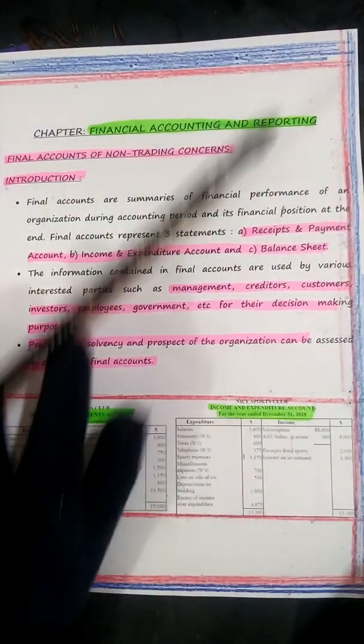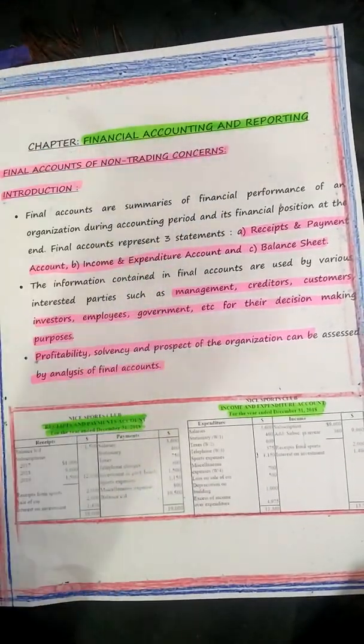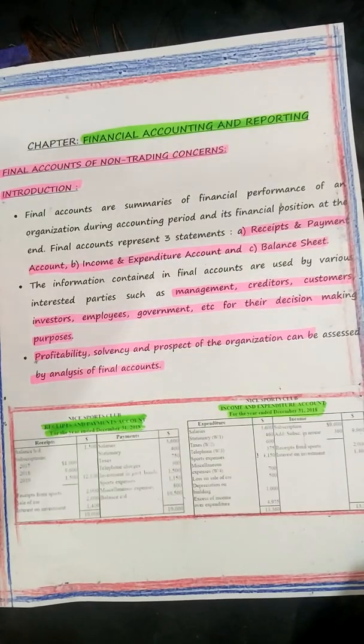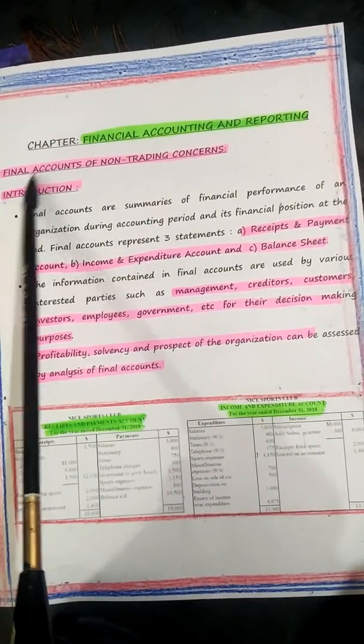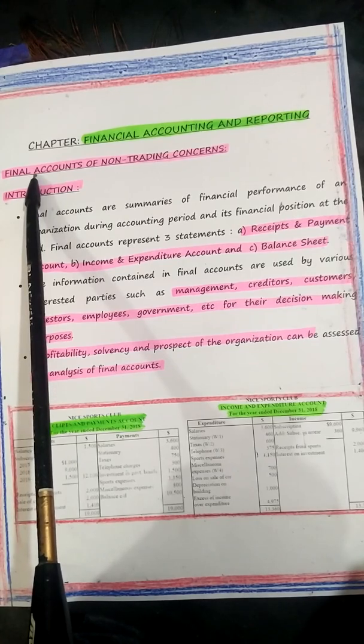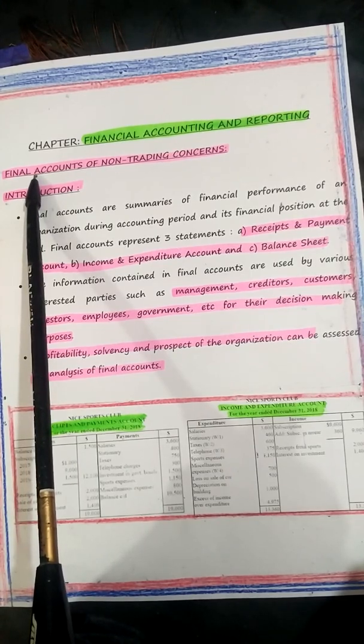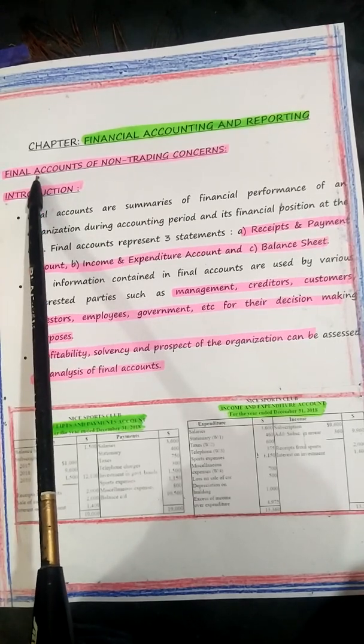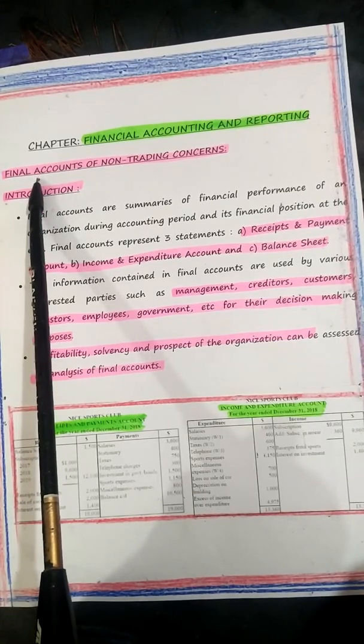So we are going to focus on final accounts of non-trading concerns. So what are non-trading concerns, do you know, children? What are final accounts? First of all, I'm going to break this down and explain it to you. Final accounts are nothing but accounts prepared by an organization at the end of the accounting period. So accounts done at the end of the accounting period are known as final accounts.